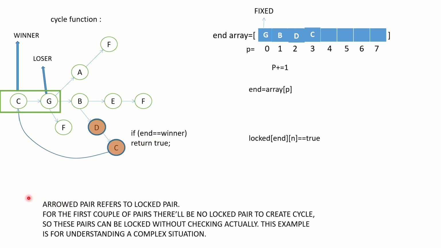So the one thing I have written here, the arrowed pair refers to a locked pair. Okay, so for the first couple of pairs, or for the first 3 or 4 or 5 pairs, there might be no locked pair to create a cycle, so this pair can be locked without checking actually. So this example is for understanding a complex situation.